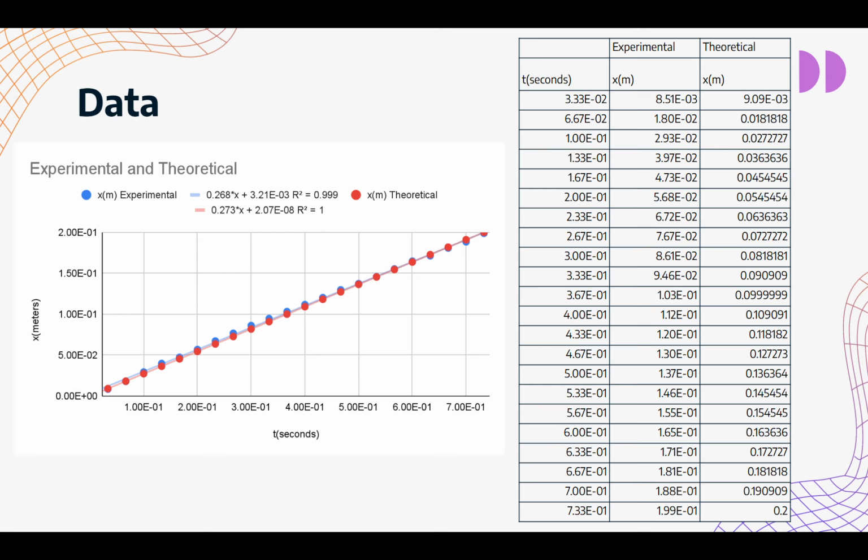This is the data extracted from both models put into seconds versus meters, illustrating a linear graph for both, which indicates constant velocity.